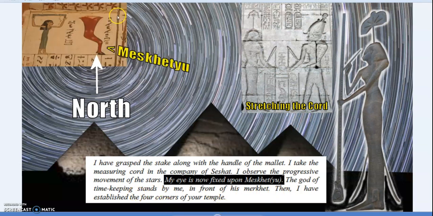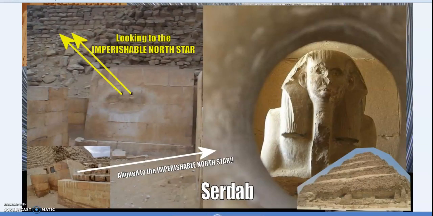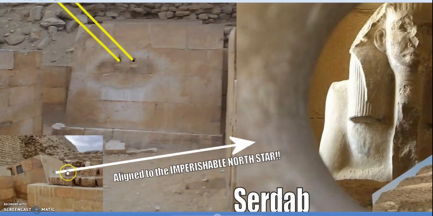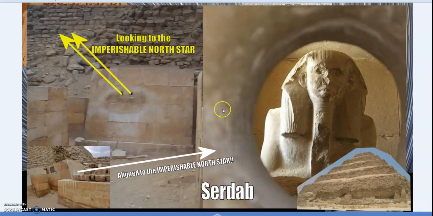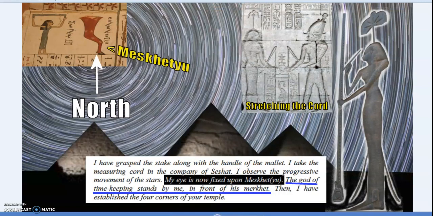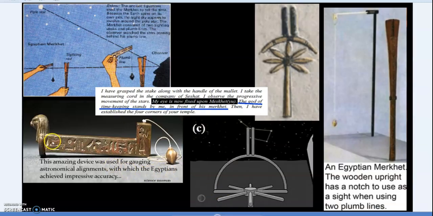So what is Mesketu? Now this is an image, just refer to the bull's leg, but firstly, for instance, at the step pyramid, there's a strange structure which has a statue inside 2 holes. This looks directly north. It looks at the North Star. The god of timekeeping stands before me with his Merkit. So this is an ancient device. It's again a plumb line.